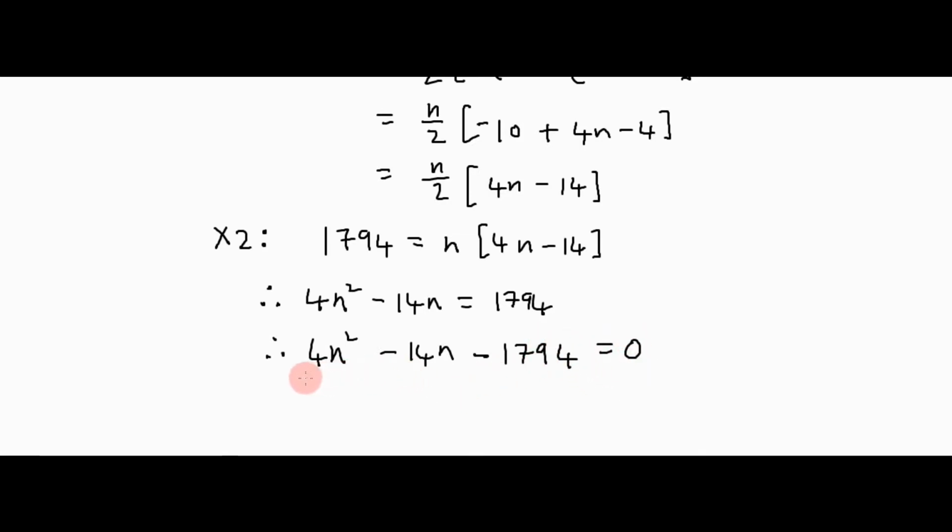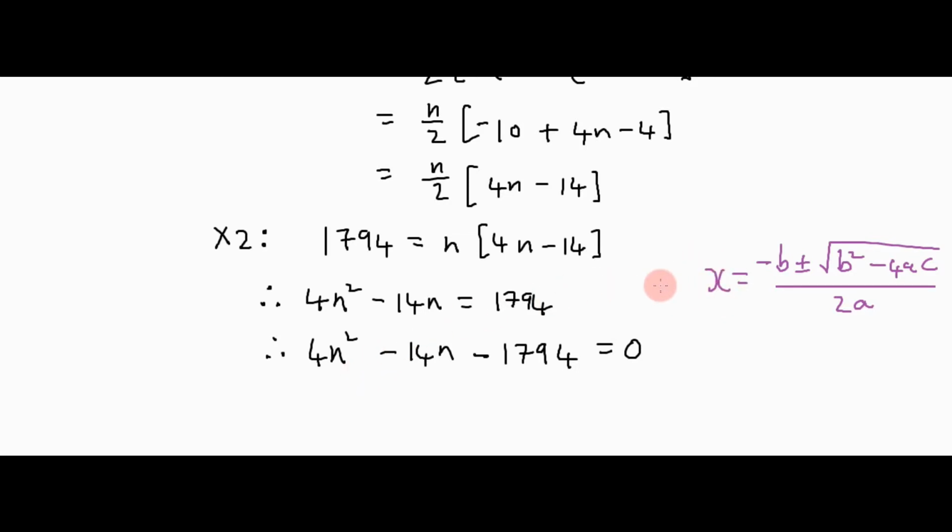We could, of course, first simplify this equation by dividing through by a common factor, but we're going to use the quadratic formula, so we won't bother to do that. And remember, the quadratic formula is x equals negative b plus or minus the square root of b squared minus 4ac, all over 2a. In this case, the variable that we want to solve for is n.